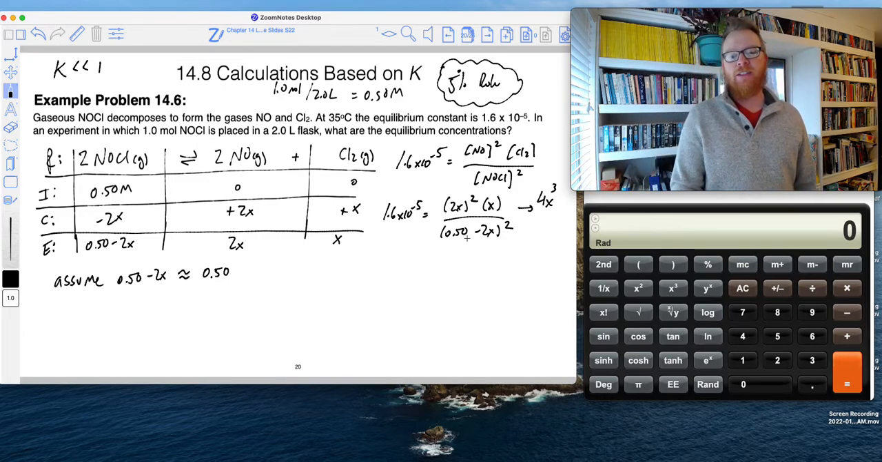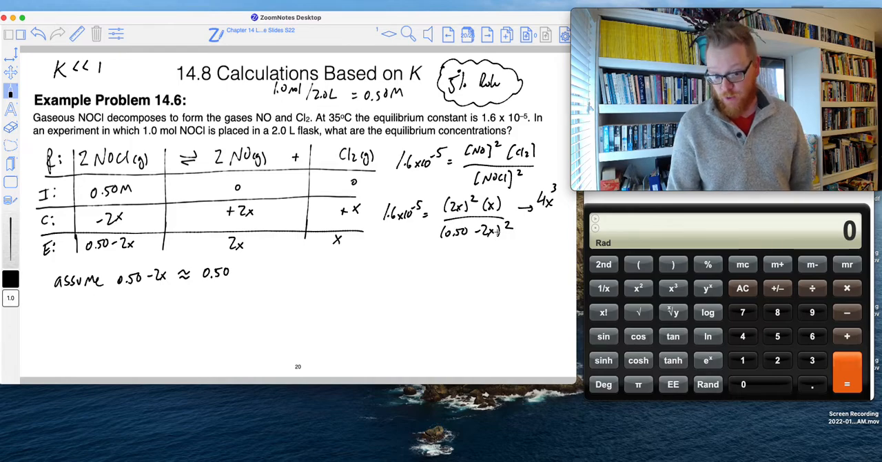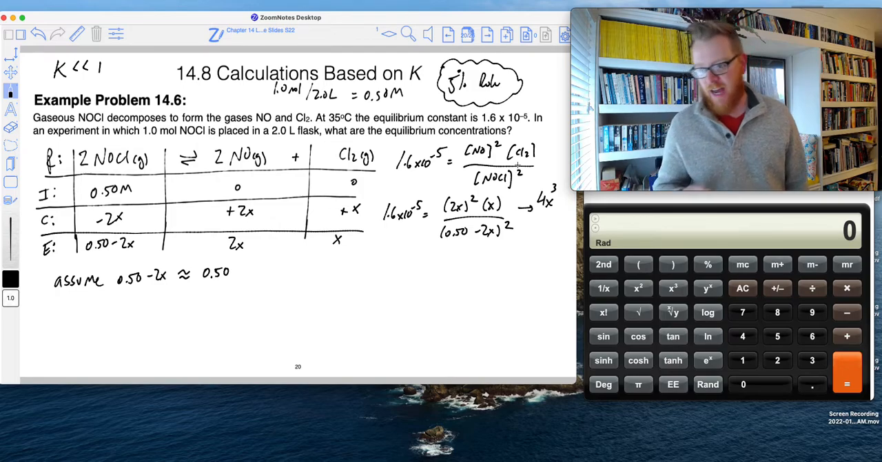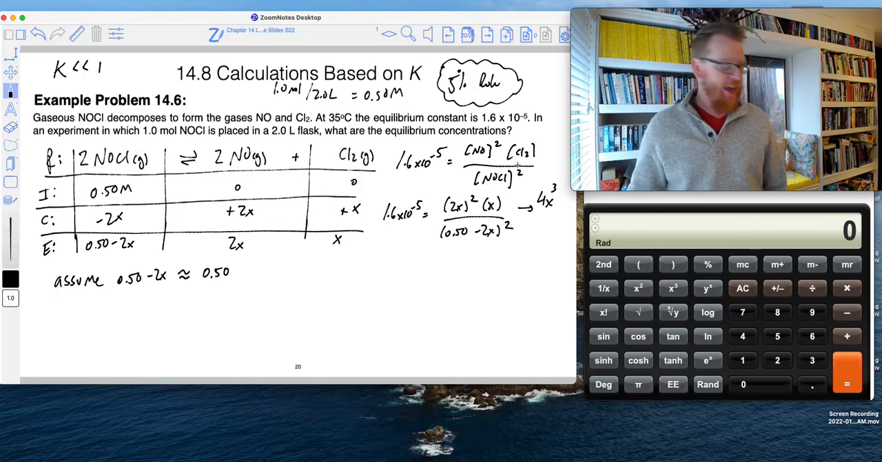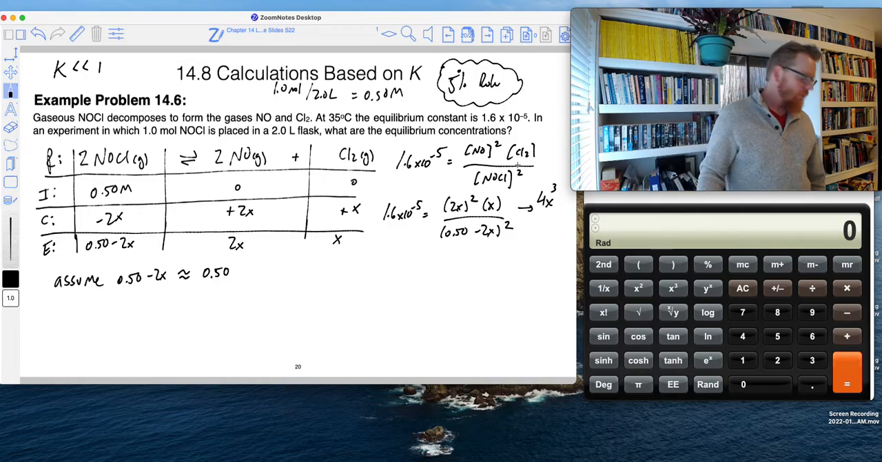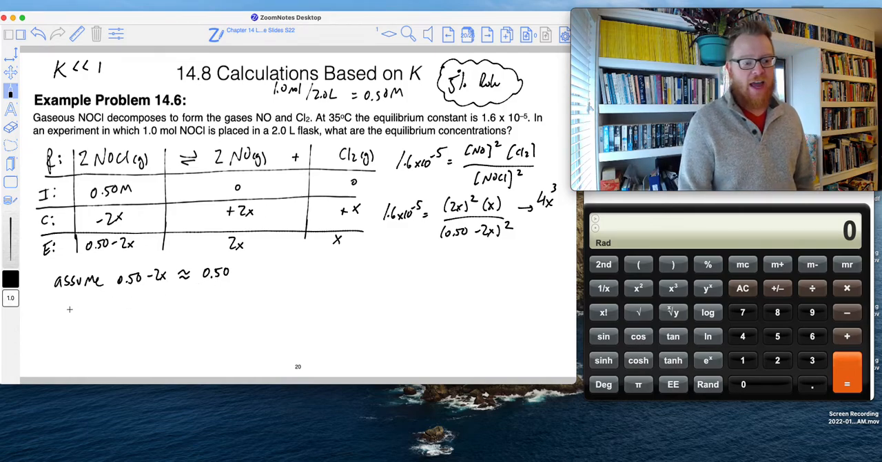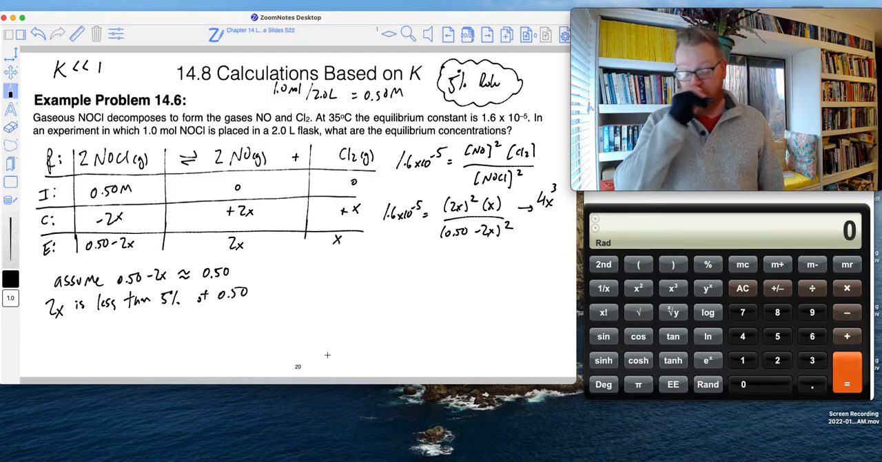But what we want to do is make this easier to solve algebraically. I can solve a 4x cubed by taking it to the 1/3 power. What I can't solve is when I FOIL this whole thing together. That's going to give me an x cubed plus an x squared plus an x plus a number, and that's what I can't solve by hand. And so this 5% rule says that we're assuming that 2x is less than 5% of 0.50. That's our 5% rule.